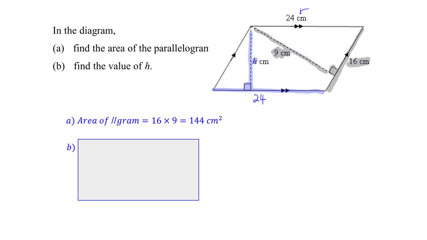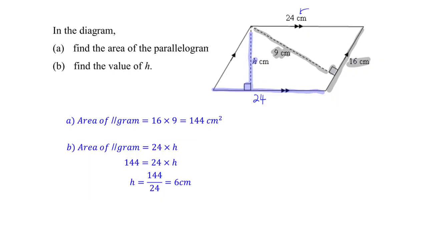That means 24 times h is also the area of the parallelogram, and we already know the area, 144 cm square. So I just have to equate 24 times h is equal to 144. So 144 divided by 24 is the height, which is the h, 6 cm.